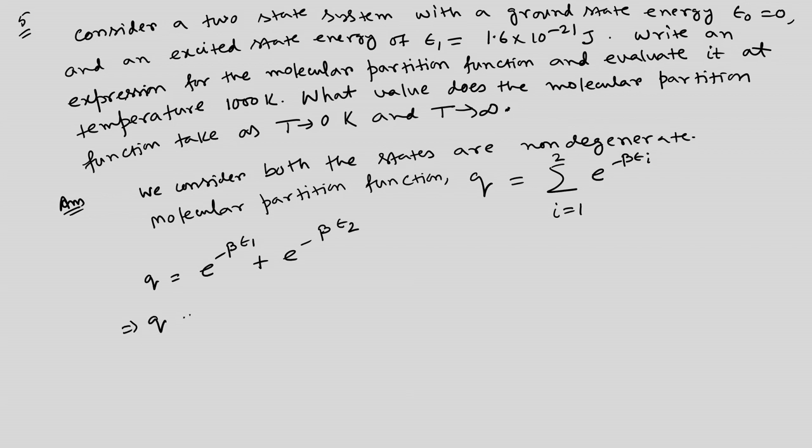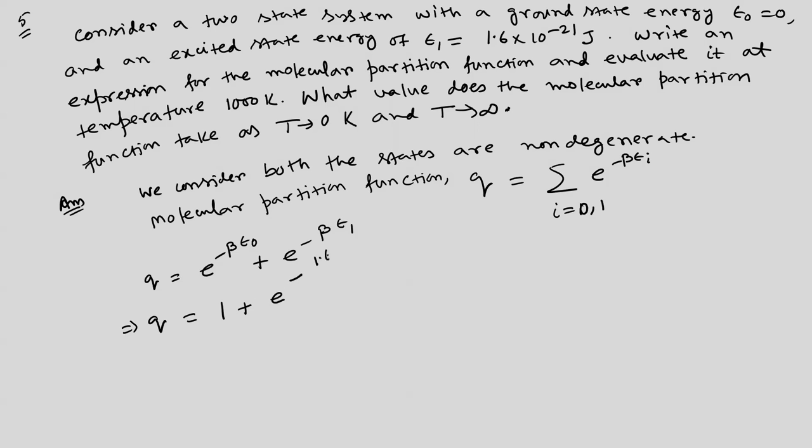So, if we substitute the values of epsilon 1, epsilon 2, temperature, etcetera, we get, here i takes values 0 and 1, because it is mentioned that epsilon naught and epsilon 1 are the values. So we can expand Q: Q is e to the minus beta epsilon naught plus e to the minus beta epsilon 1. Now, the value of epsilon naught is 0. So it gives us Q is 1 plus e to the minus beta epsilon 1.